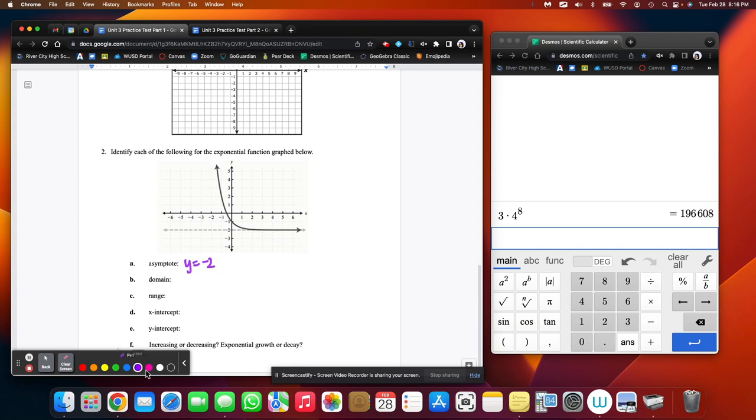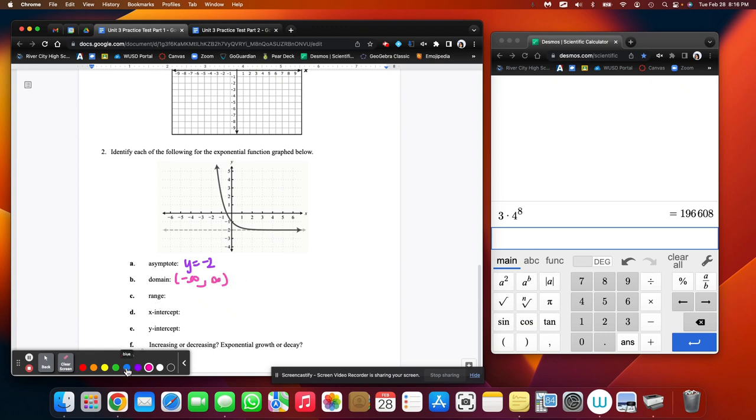So for domain, we want to look left and right, how far left and how far right our graph goes. So this graph we know is going infinitely to the left because this is going up, but also to the left direction. So the domain goes from negative infinity, and we know it's going to go to infinity to the right. So negative infinity to positive infinity.